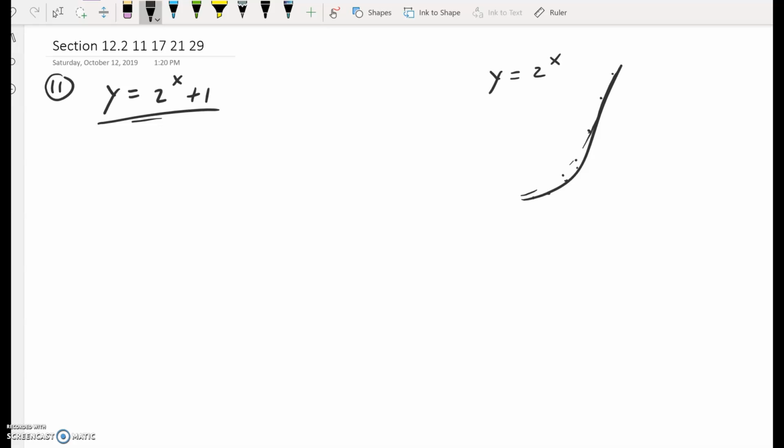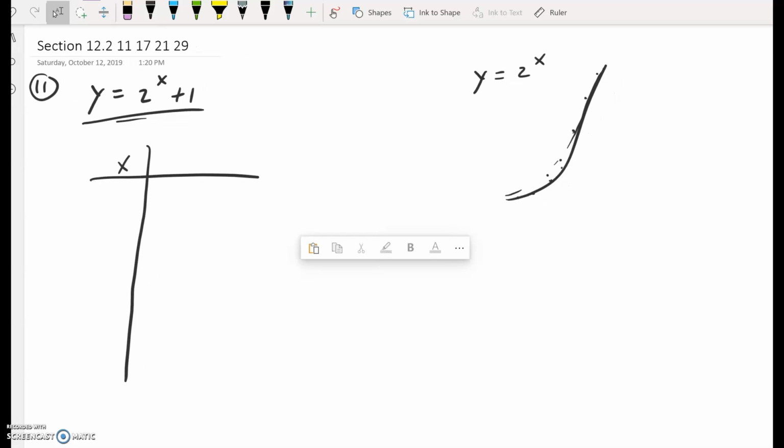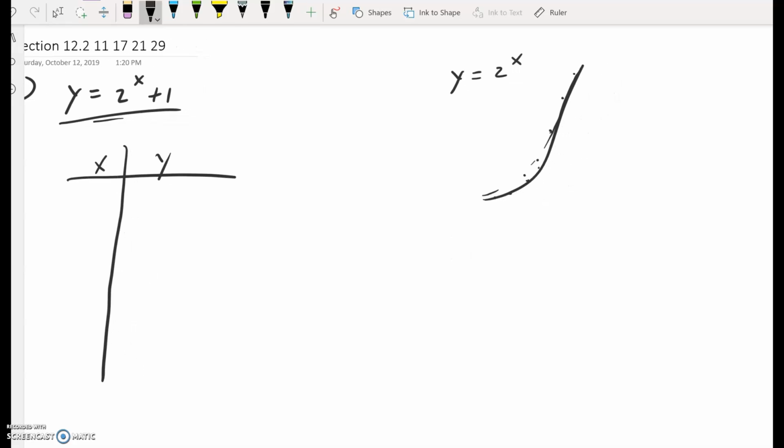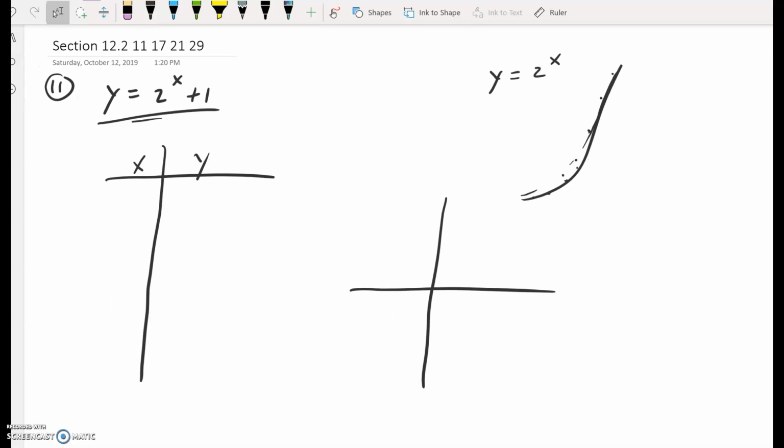That's useful, but at the beginning, it's also pretty useful to get good at a table of values. So let's try graphing this thing by making a table of values. There's some useful information to be had here. So let's start maybe down here with 0, because 0 is pretty easy. We get y equals 2 to the 0 plus 1. 2 to the 0 is 1, so we have y equals 2. So we have the point (0, 2), and that is called the y-intercept.